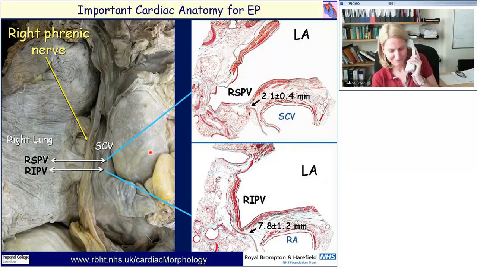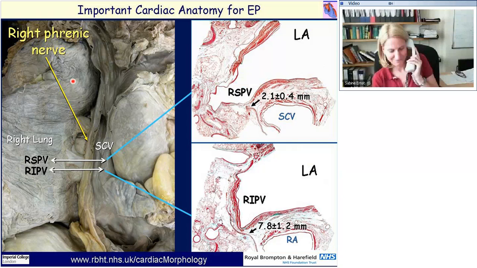Now the proximity of the right phrenic nerve to the right pulmonary veins is very important in terms of ablation procedures that take place around the ostia of the pulmonary veins, particularly relating to the right superior pulmonary vein. So at this level, it is skirting very close to the ostium of the right superior pulmonary vein.